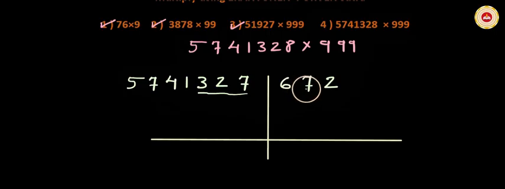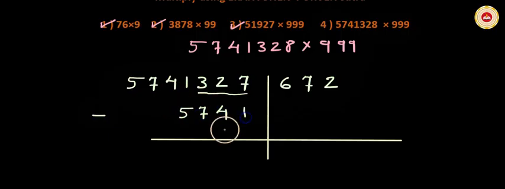Now what is the next step? Observe the unmarked digits. Which are the unmarked digits? 1, 2, 3, 4. The digits 5, 7, 4 and 1 are unmarked. Subtract these 4 digits, that means the number 5741, from the left part, 57 lakhs 41,327. So let us subtract it. Minus 4 digits, 5, 7, 4, 1.